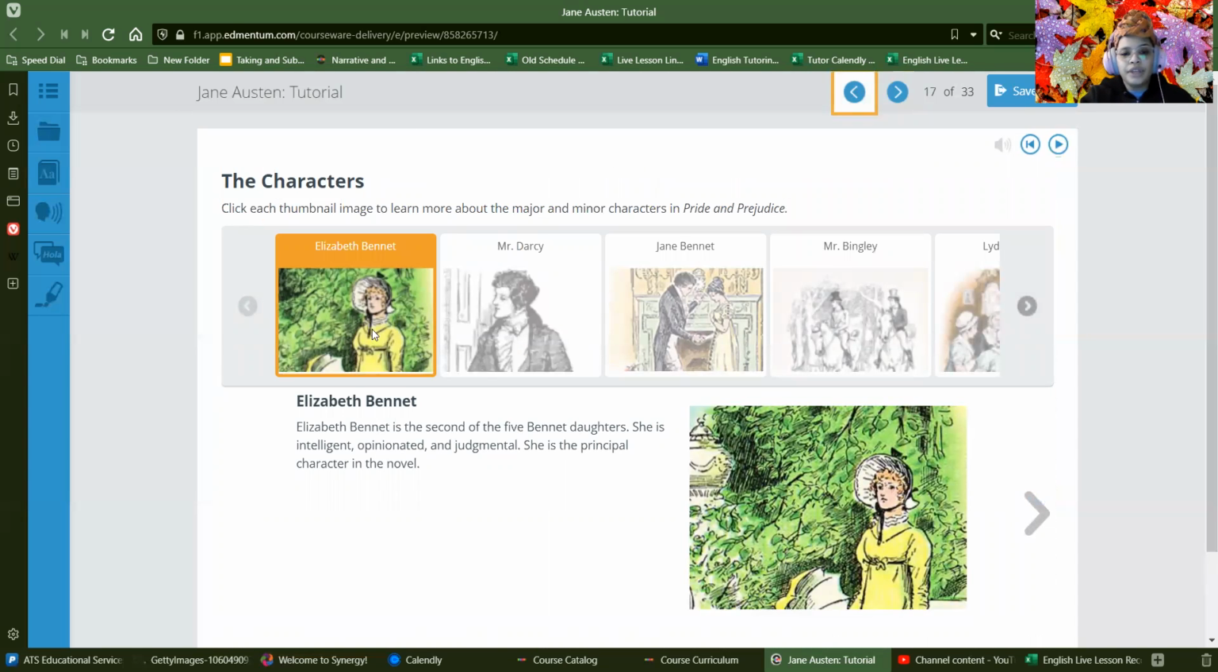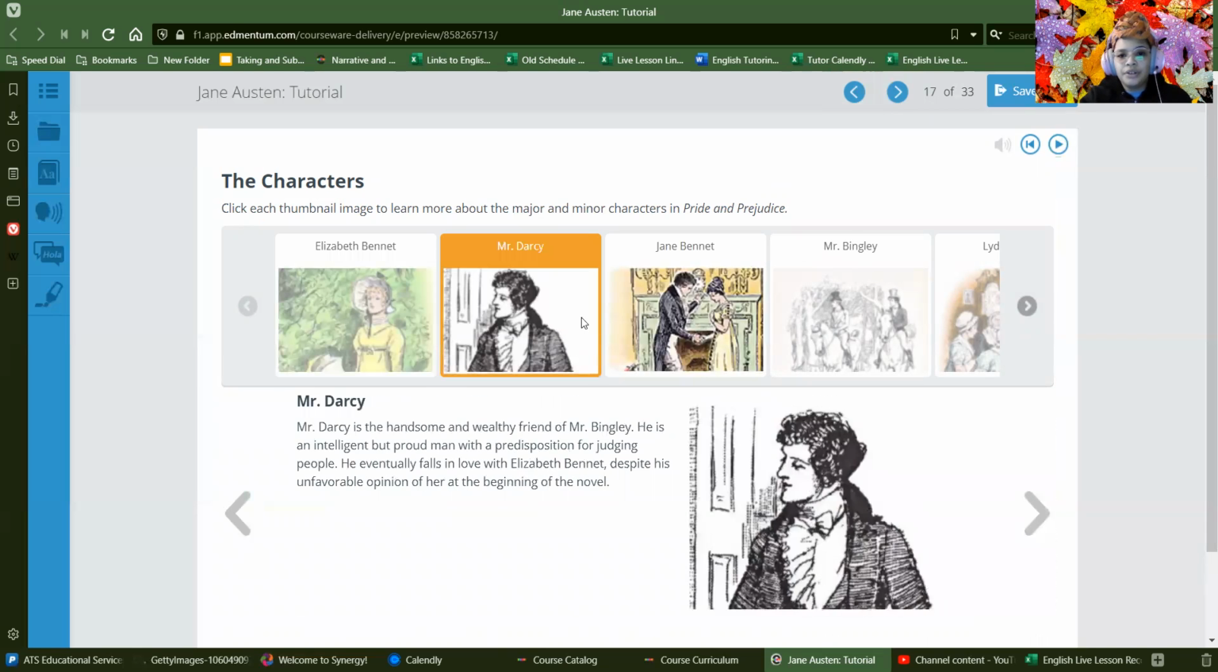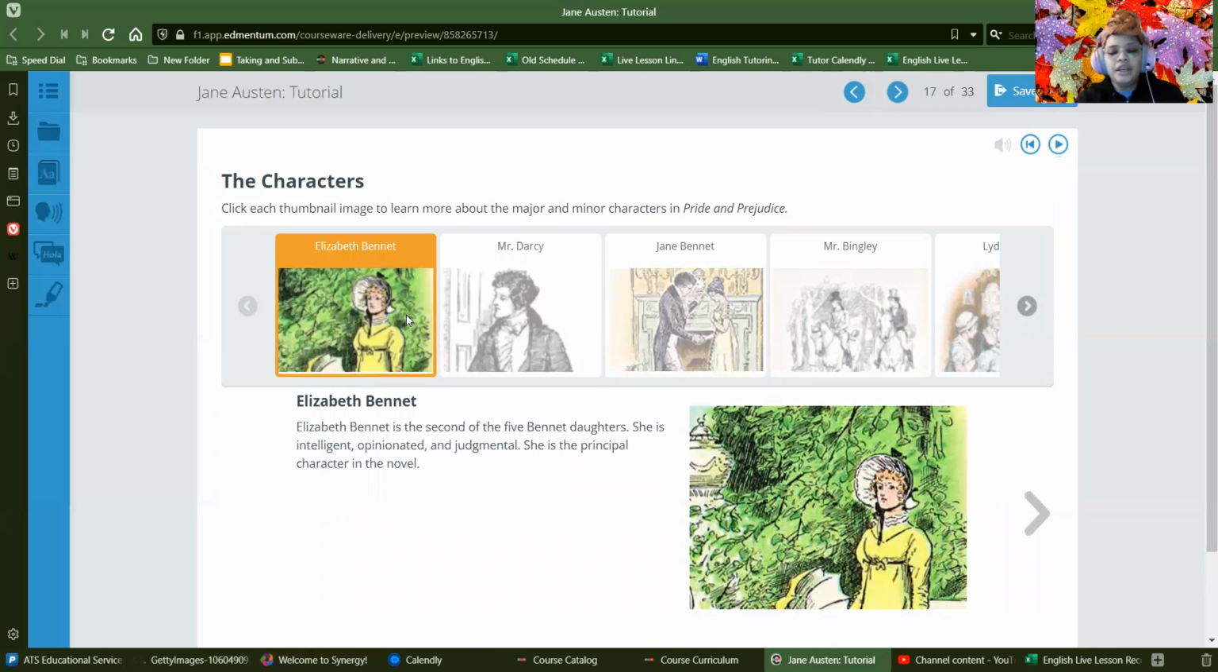Now here we go over the characters. These are pretty short, so I'm just going to go over these really quickly. It's important to know what the characters are if the information is there before you start reading. For some people, that helps them understand how everyone is connected.